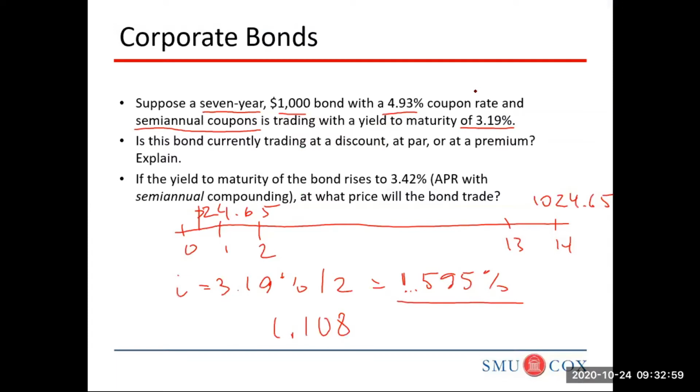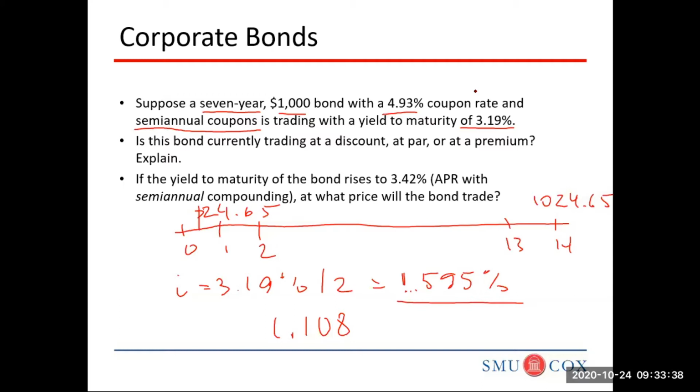So let's rationalize it a little bit. Is it trading at a premium or discount to par? Premium, yeah. If it's more than 1,000, it's a premium. And the reason it's trading at a premium is that the coupon rate is greater than the yield to maturity, right? So the bond is offering more than investors are demanding as a yield, and therefore they'll pay more than its par value.